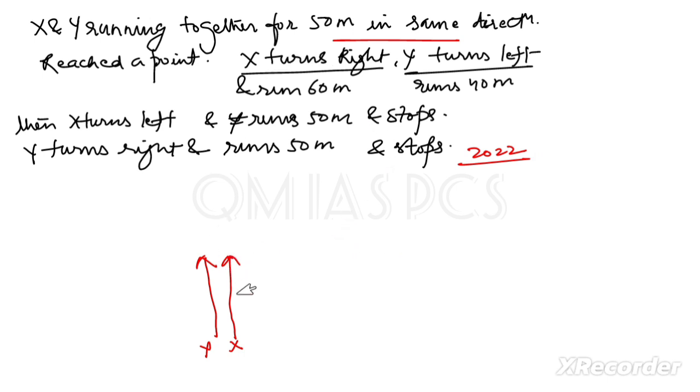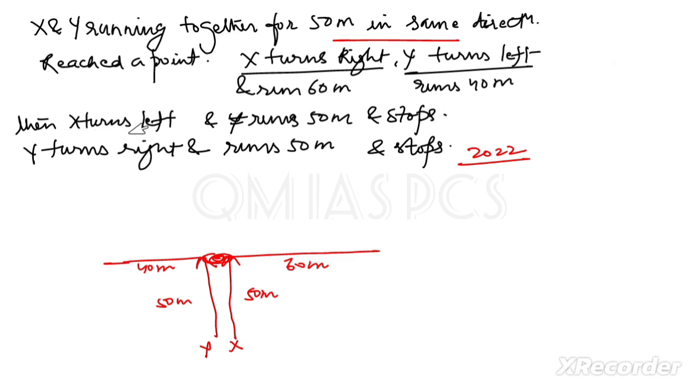Okay, so this will be your 50 meter, they're running together in the same direction for 50 meter, then x turns right and runs 60 meter, and y runs 40 meter, there is no gap. This one is no gap, this is 40 meter.